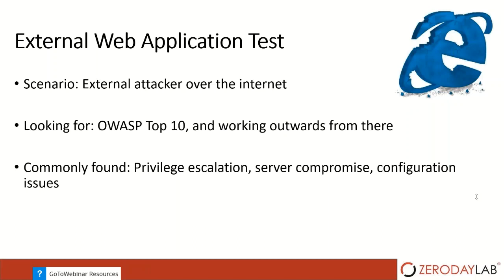What we mostly look for in these external web application tests are the OWASP top 10 issues. OWASP is a list of the most common web application vulnerabilities. And what you'll often find here are things like SQL injection that you might have heard of, or cross-site scripting, but also much less common issues such as information disclosure, sensitive data exposure, and much, much more.